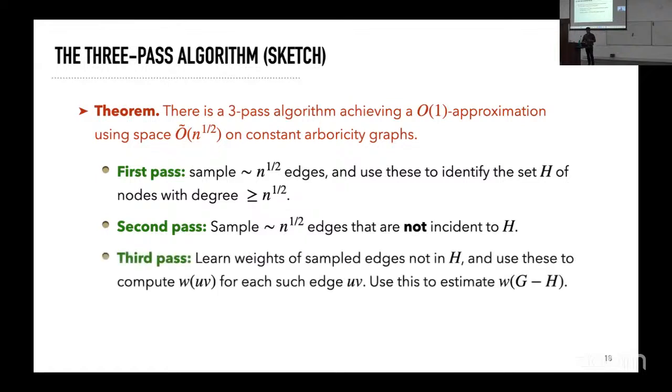And in the third pass, similar to the two-pass algorithm, you learn the weights of the sampled shallow edges and use those to compute the weights of the part of the graph which is not heavy. So just the part of the graph which is G minus the set of heavy nodes, and you estimate the maximum matching size in that, and you can just return the size of the, oops.